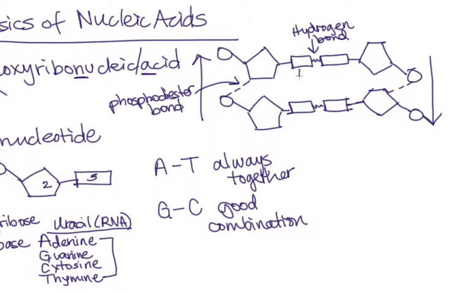So again, here's my adenine binding to a thymine, because A always binds with T. Here's a guanine binding to a cytosine. It's G binding with C. And this whole entire structure here is the polymer of DNA.